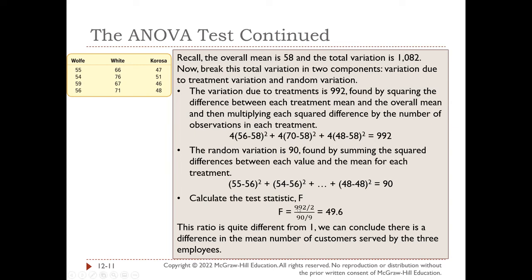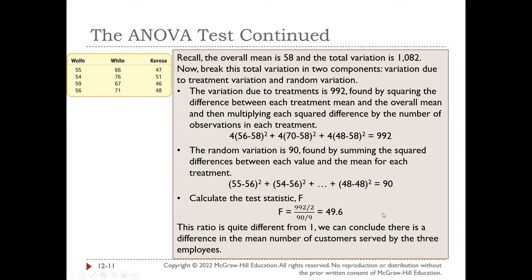Alright, we're going to calculate the test statistic F by, of course, taking the larger of the two, which most likely is always going to be variation due to treatments. And we're going to divide that by 2. That's because we have 3 treatments, so 3 samples. So 3 minus 1 is 2. Again, we're dealing with samples.